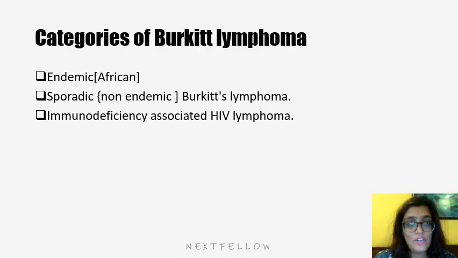So there are basically three categories of Burkitt's lymphoma. The first one is the endemic variety, which is seen most commonly in Africa. The second is the sporadic or non-endemic variety. The third is the immunodeficiency-associated, HIV lymphoma, so it is most commonly seen in immunodeficiency patients, especially HIV.